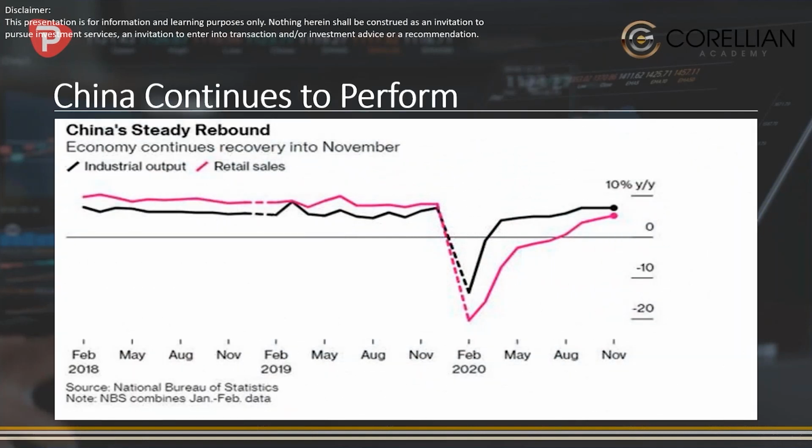I think one of the interesting things that we need to look at is this continuing trend higher from China data.